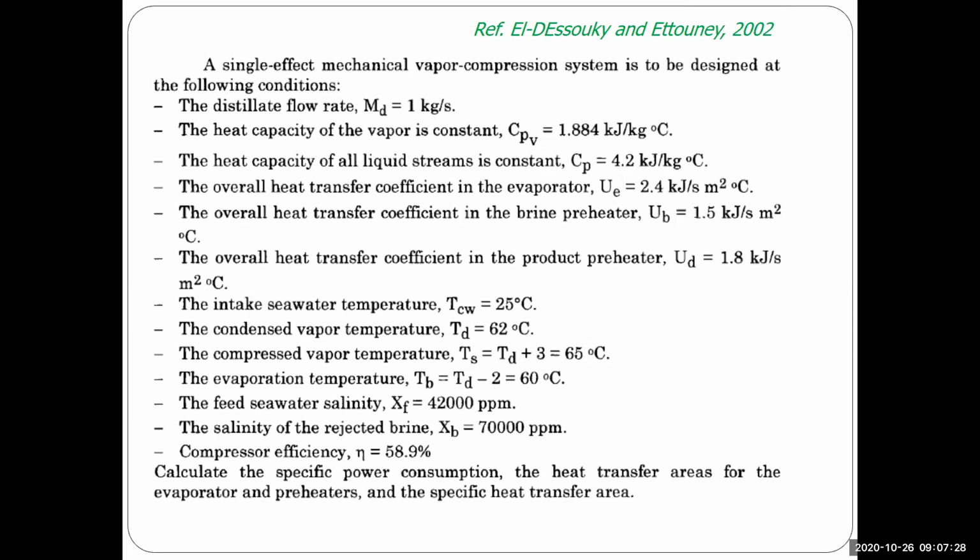The overall heat transfer coefficient in the evaporator is given as 2.4 kilowatt per meter square centigrade. For the brine preheater, 1.5 kilowatt per meter square centigrade. And for the distillate preheater, or distillate heat exchanger, it is 1.8 kilowatt per meter square centigrade. Definitely, kilojoule per second is kilowatt, which is this.